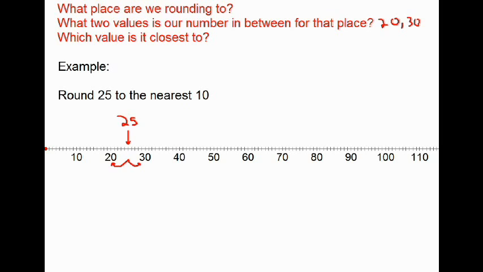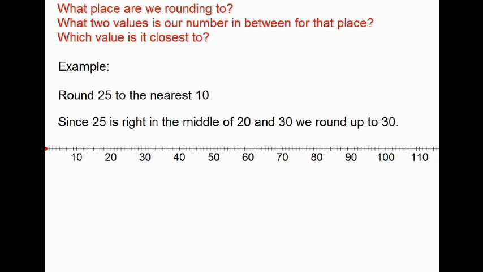So it was decided a long time ago that if a value is right in the middle, we'll always round up. So in this case, even though 25 is right in the middle, we're going to round up to the nearest 10, and the nearest 10 going up would be 30.